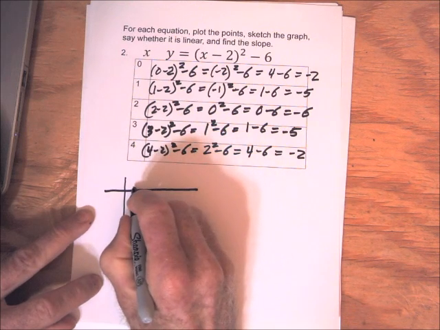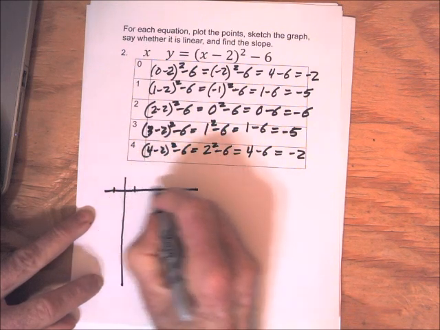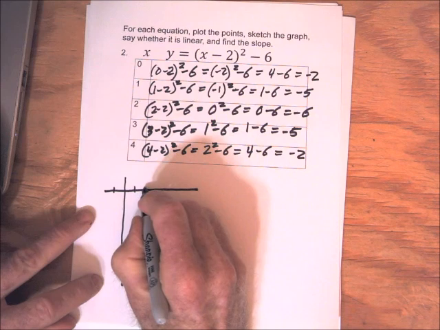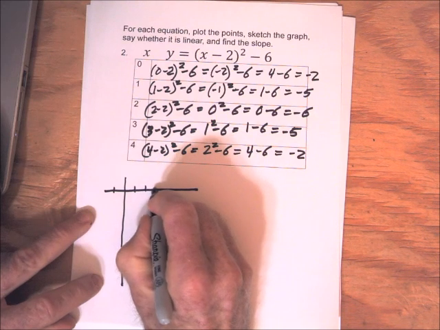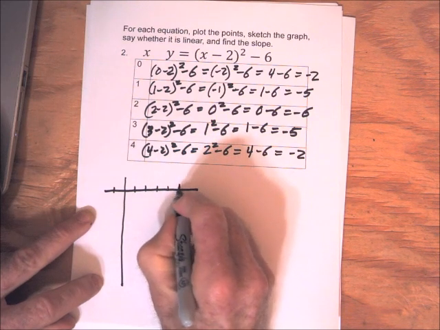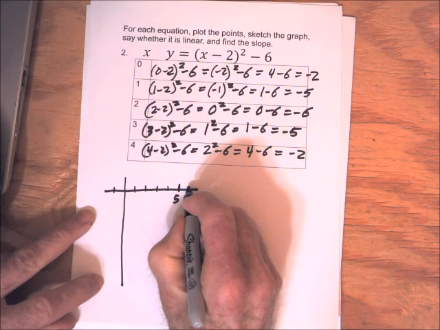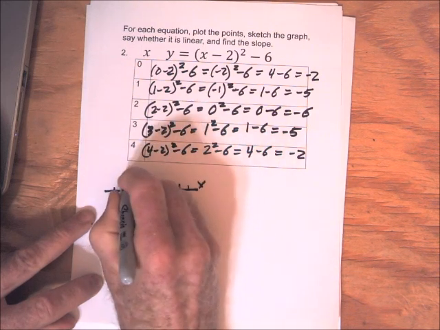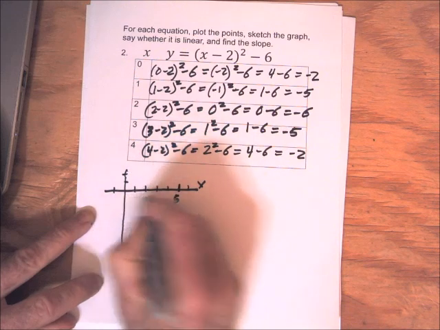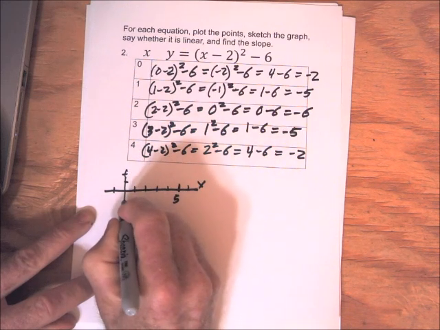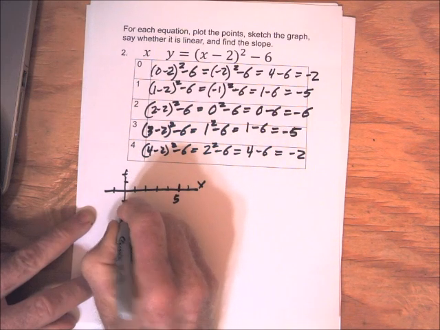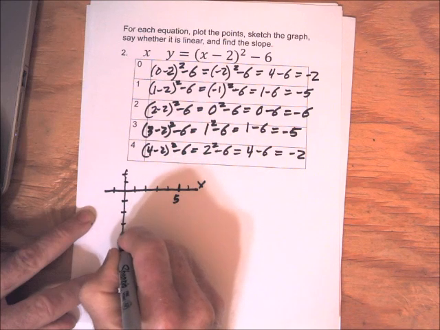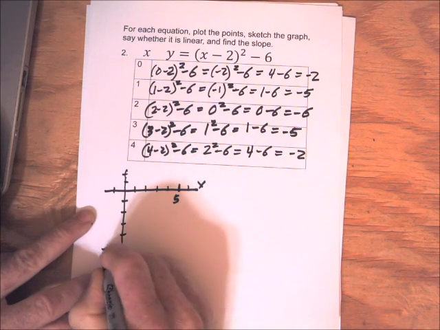Okay, so we have x goes left or right, positive is to the right, negative is to the left. We have 1, 2, 3, 4, 5. Y is up and down. The negative is down, positive will be up. Negative 1, negative 2, negative 3, negative 4, negative 5.